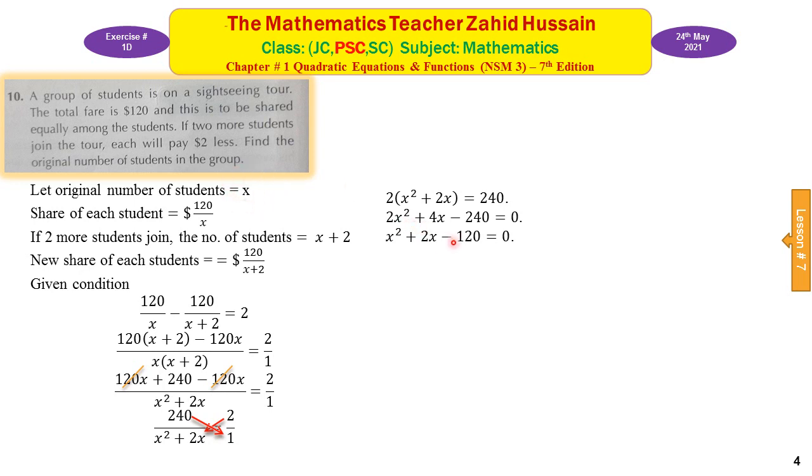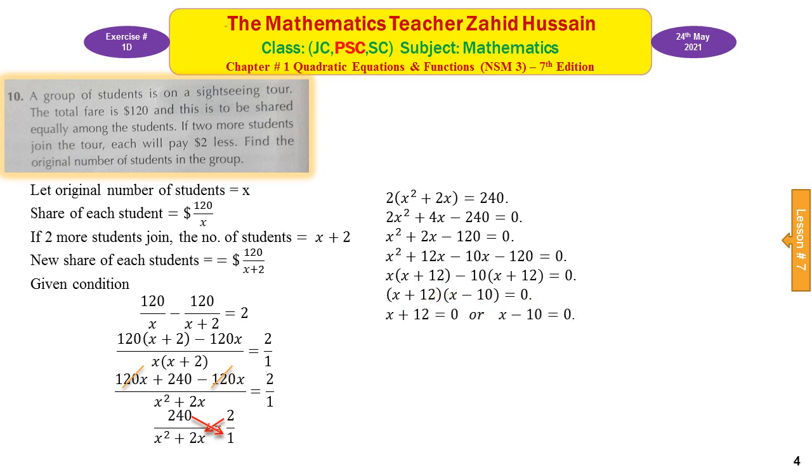We can form the factors. The factors of -120 are +12 and -10. Break the middle term and write the equation in this form. Factorize by grouping. We get x(x + 12) - 10(x + 12) = 0. The factor form of the equation becomes (x + 12)(x - 10) = 0. Put each factor equal to 0 and get the value of x: -12 and 10.